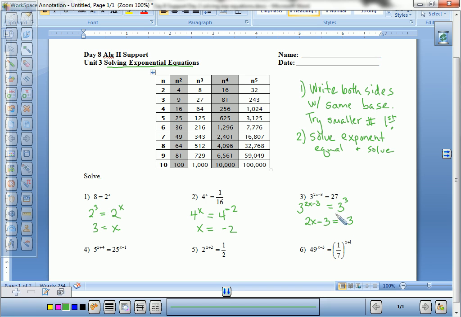So once you write it with the same base, then you set the exponents equal to each other. I said solve. That should be set. When I said the directions, I said set, but then I wrote solve. We set the exponents equal to each other and then solved. So setting the exponents equal, we're there, and now we have to solve. So to solve, we would add the 3, and we get 2x equals 6, and then we would divide by 2, so we get x equals 3.